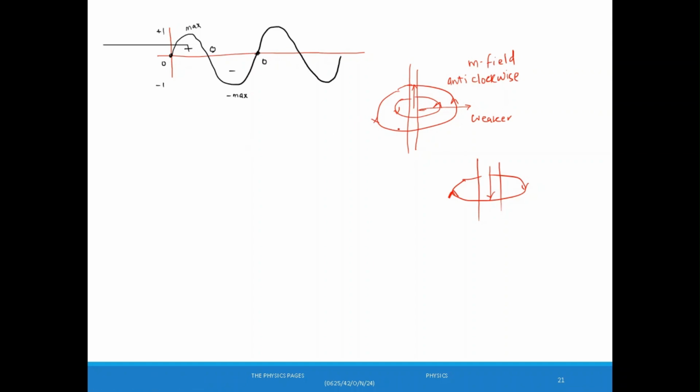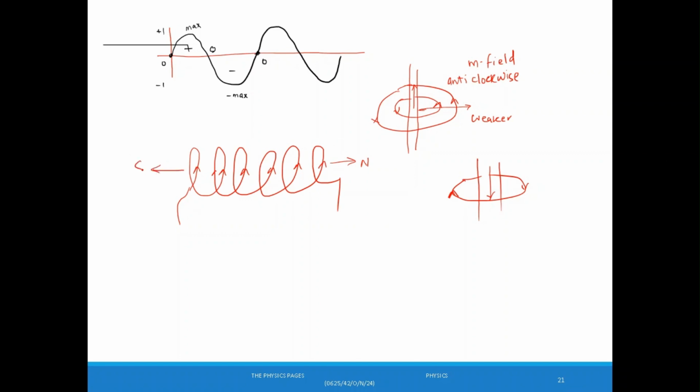If this current carrying wire is converted into a coil like this, we usually name this coil a solenoid. So what happens when current moves? Because of this current direction, magnetic field will be produced around it, and according to the right hand rule, the magnetic field direction will be such that this will be north and this will be the south. And if we change the current direction, this magnetic field will change the north and south poles.